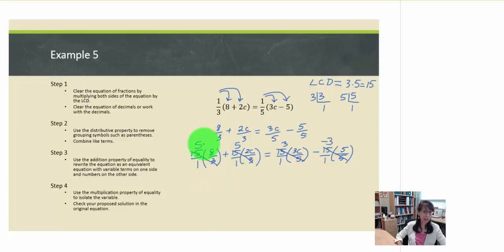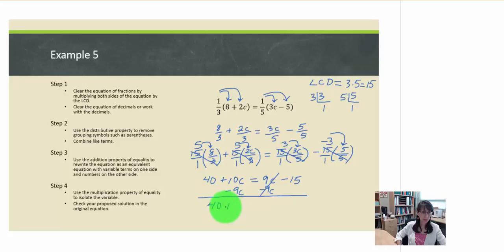So what we have remaining is 5 times 8, which is 40. Positive 5 times 2c is positive 10c on the left. On the right, 3 times 3c would be 9c. And negative 3 times 15 gives us negative 15. So again, we're back to collecting variables on one side and constants on the other. So I'll subtract 9c from each side.